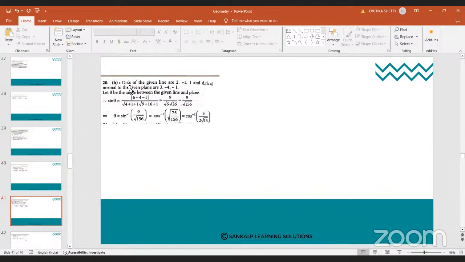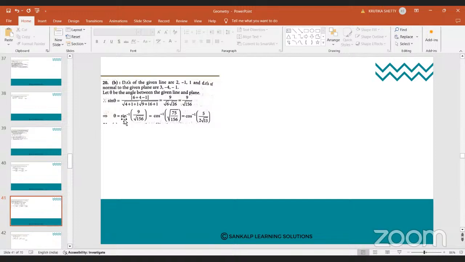So see here what we are doing, direction ratios of the given line are 2, -1, 1, and direction ratios of the normal to the given plane are 3, -4 and -1. So we have to apply the formula. Sine theta is equal to multiply both: 2 into 3 it will be 6, -1 into -4 it will be +4, and 1 into -1 it is -1, divided by root of 2 square is 4, 1 plus 1, and then root of 3 squared, 4 squared and -1 squared. On simplifying, we get 9 upon root 6 root 26, which is equal to 9 upon root 156.